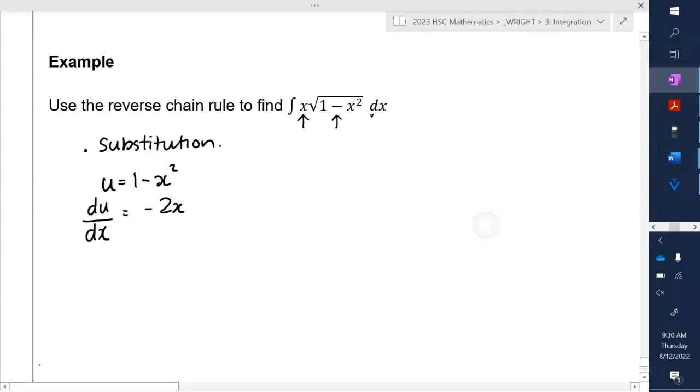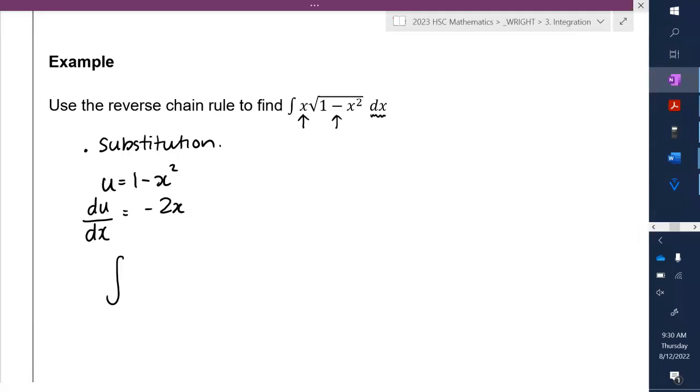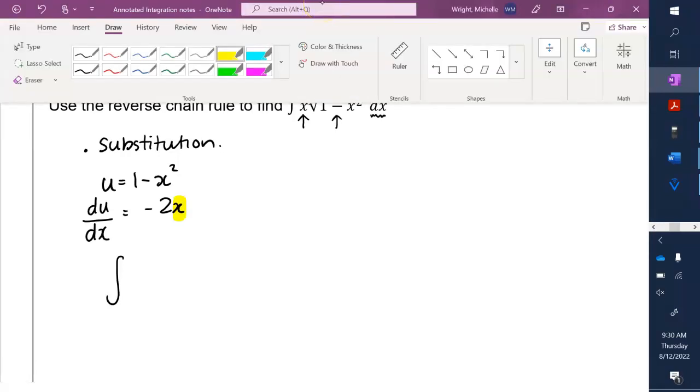And there's this little dx here, and I'll show you what happens with that. So I'm going to now do a substitution. I need to substitute something in for my x. Now, if you have a look over here, I have du/dx is minus 2x, but there is an x there. There's an x here. How am I going to get x from that?